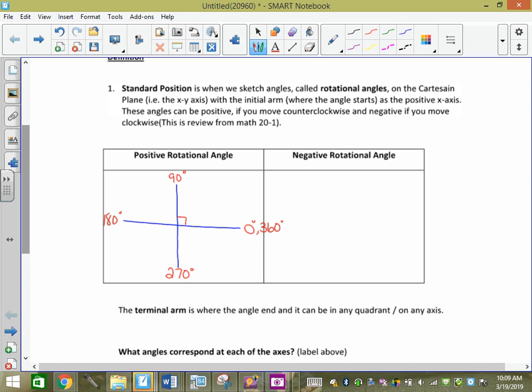So say I wanted it at 210. 210 is between 180 and 270, and it's 30 degrees more than 180. So remember, when you split the quadrant in half, it's 45. So 30 is a little less than half. So this would be my terminal arm. I'm going to call it terminal arm. And this would be my initial.